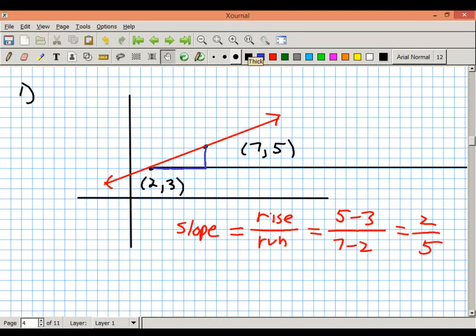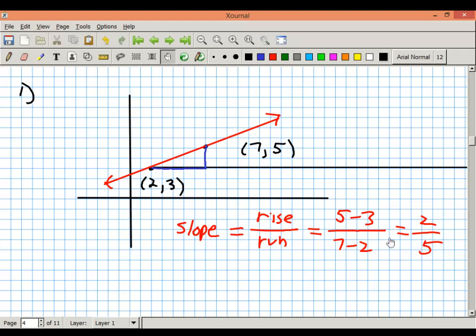We know 2 points on that red line are (2, 3) and (7, 5). So we don't need to actually graph this line in order to find its slope. We can just use the slope formula. The slope is rise over run, so subtract the y coordinates: that's 5 minus 3, as you can see in my calculation. And subtract the x's for the run: that's 7 minus 2. So you get 2 over 5, and the slope of that line is 2/5.